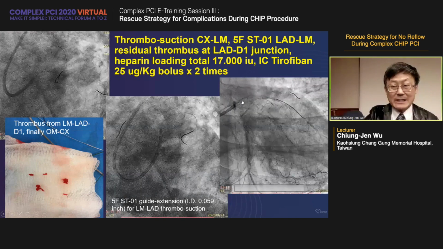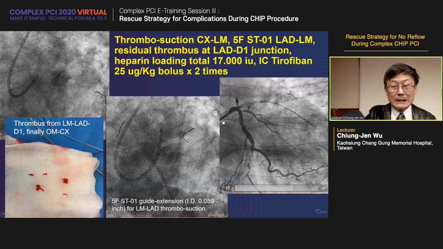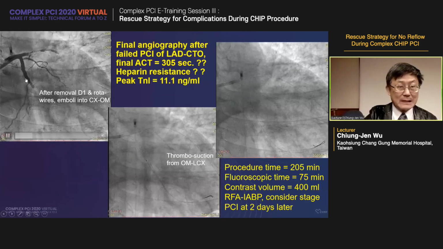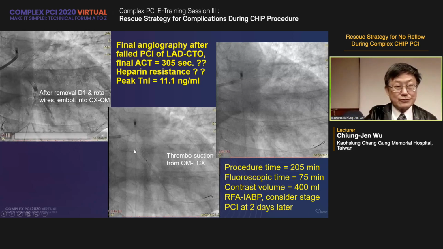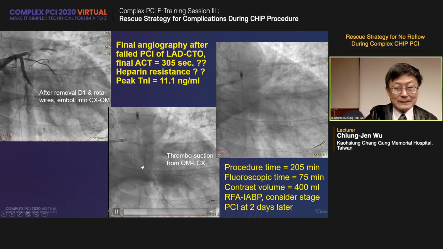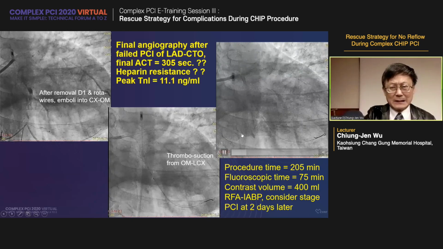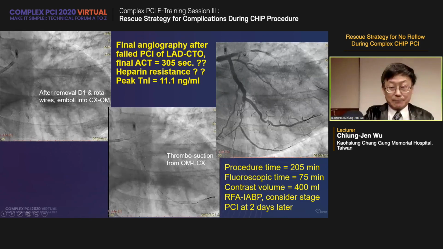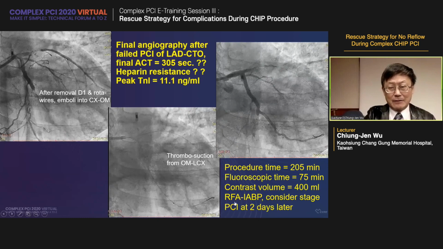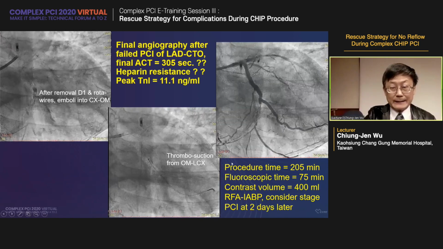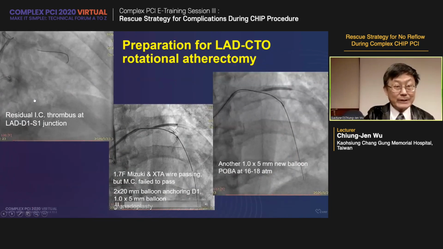And after that, we considered that maybe we have to do a staged procedure. So we finally removed the wire from the LAD. But unfortunately, the thrombus embolized into the circumflex obtuse marginal junction. We had to do another thrombosuction to try to get final TIMI 3 flow in that circumflex and OM. That procedure took about 3 hours, and IABP was supported for 2 days. We considered it a staged procedure, and we went for bilateral radial 2 days later.